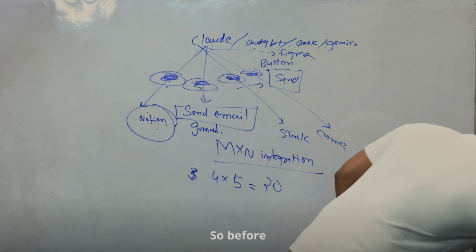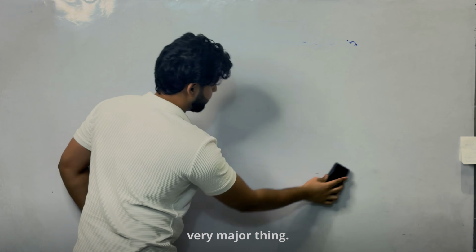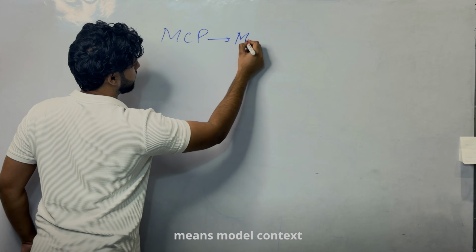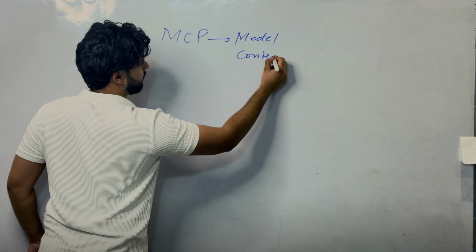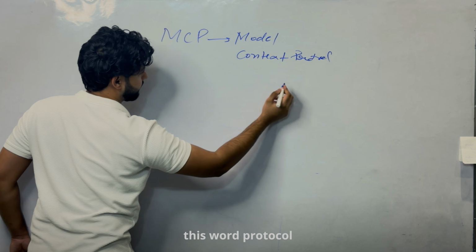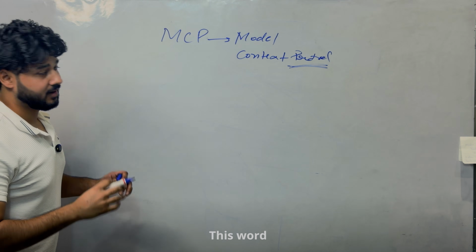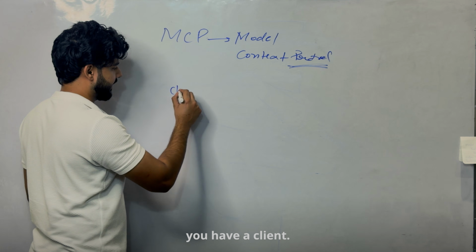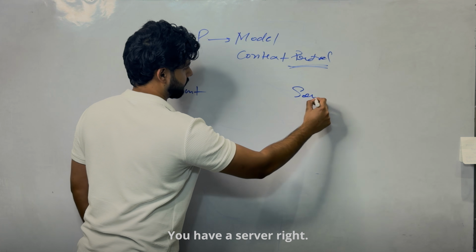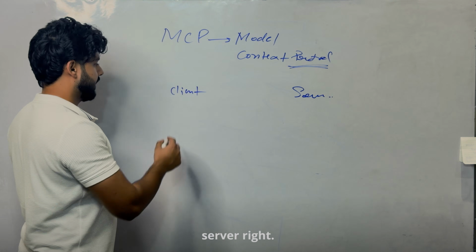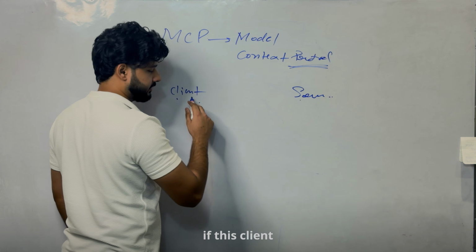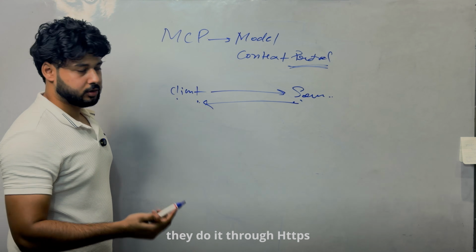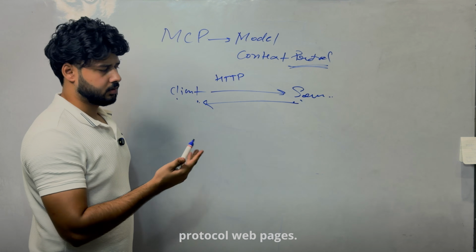Okay, so before understanding MCP, we need to understand a very major thing. MCP means Model Context Protocol, right? Now this word, protocol, we need to understand. Why do we need to understand protocol? Let's suppose you have a client and a server, a normal client and server, right? If this client wants to talk with this server, and this server wants to talk with the client, they do it through HTTP, Hypertext Transfer Protocol, web pages.